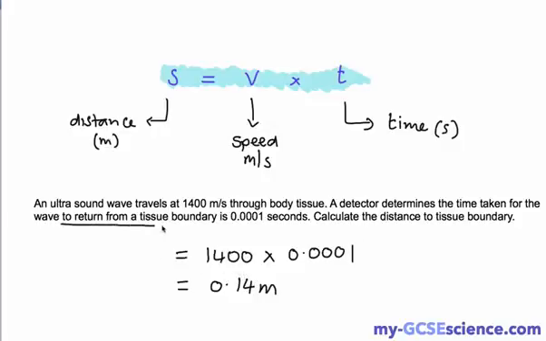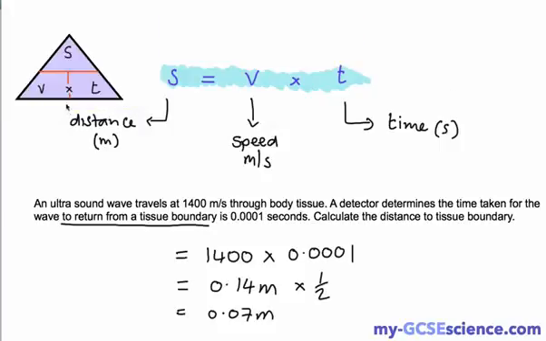return to the tissue from the tissue boundary. That means this distance is actually double the distance because it's gone to the tissue boundary and come back. So we would have to times that by half to find the actual distance, which is 0.07 meters, which is about 7 centimeters.